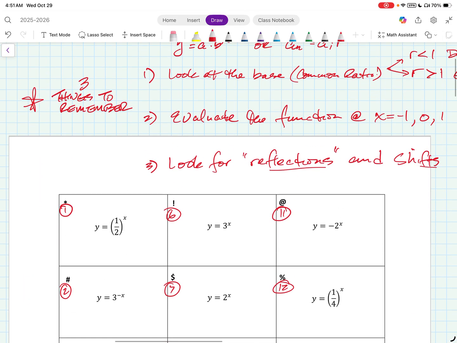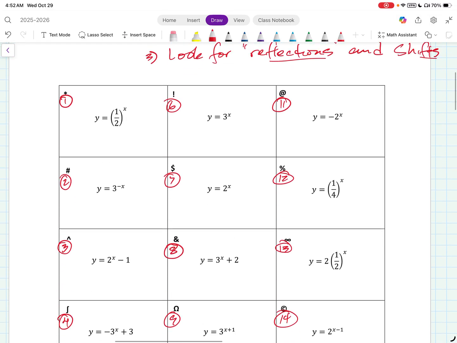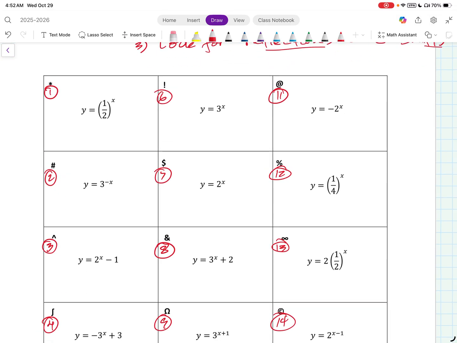What I'm going to do first is take a look at the base and the common ratio and analyze it here. So on this one here, notice we have the common ratio, or the base, is 1/2. So I'm going to just note that. r is 1/2. That's less than 1. And we have a decay function.